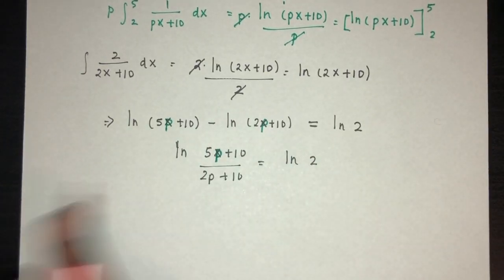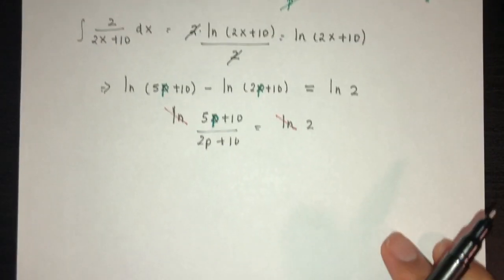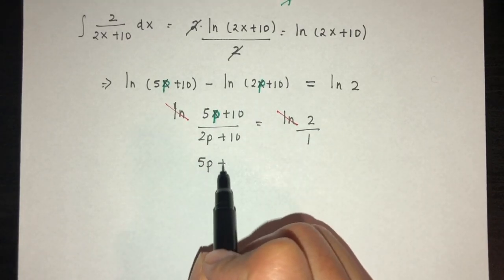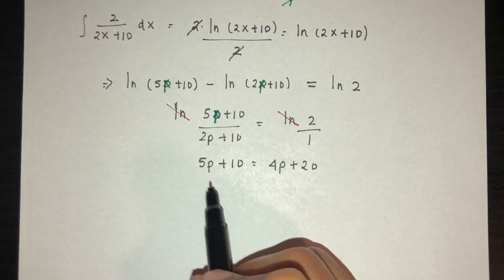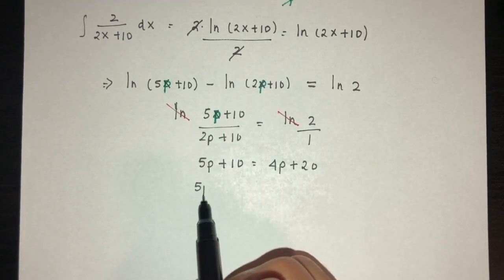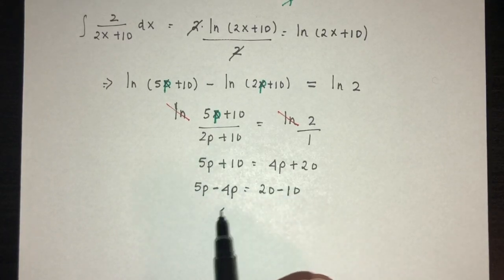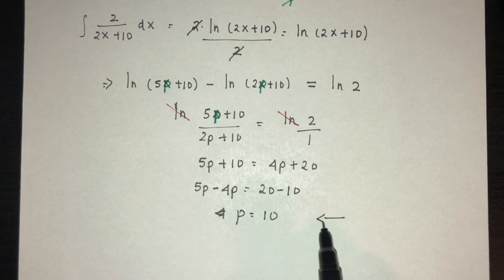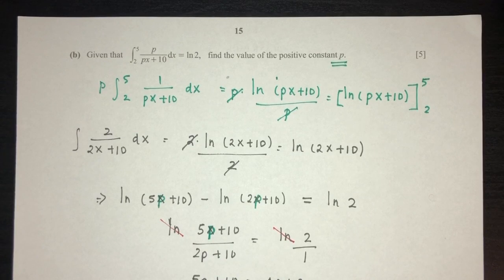Now since we have ln on both sides, we can cancel out. You will have to cross multiply. That is 5p plus 10 equal to 4p plus 20. So we can send everything to one side. 5p minus 4p will be 20 minus 10. That should be p is equal to 10. So the positive value of p will be 10. So that is your last question of this paper. That is question number 12.